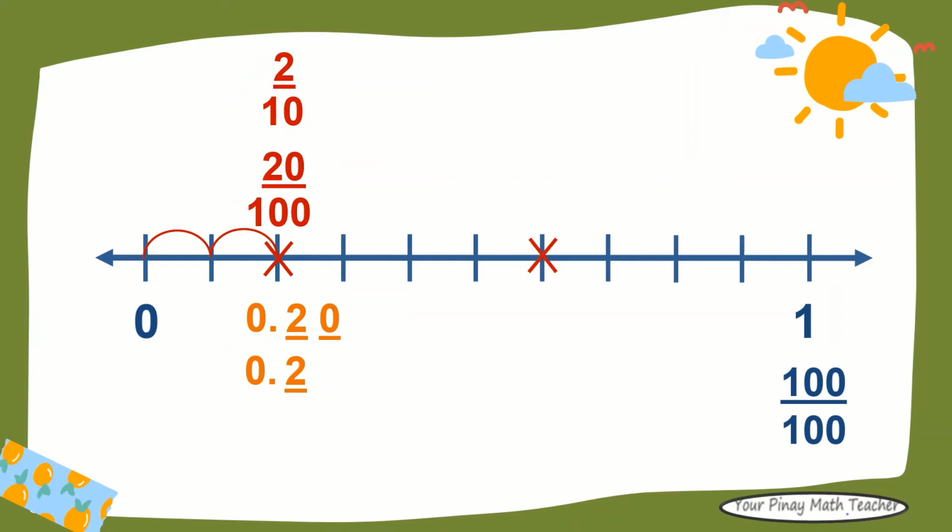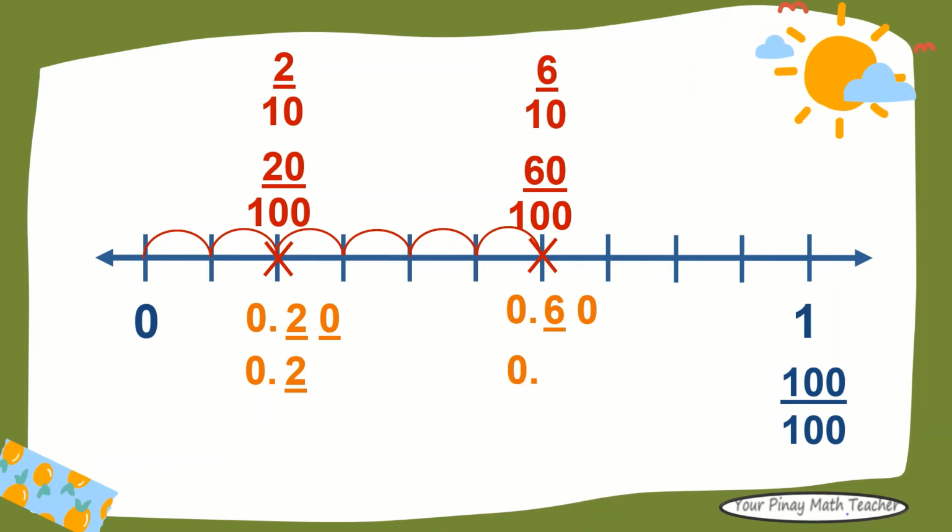How about this one? Okay, starting from 20, we have 30, 40, 50, 60. This is 60 out of 100, or 0.60. Writing this in tenths, this is 6 out of 10, or 0.6. Again, the two fractions are equal, and also the two decimals are the same.